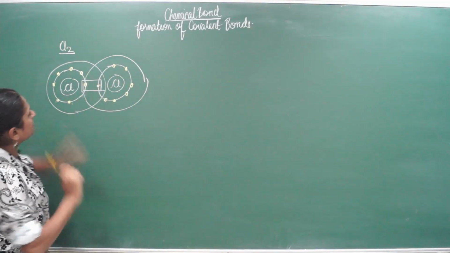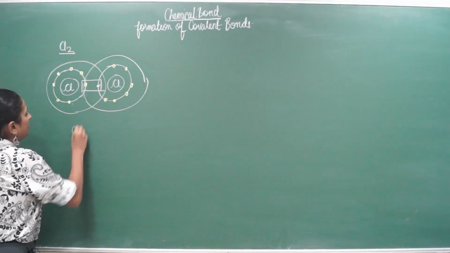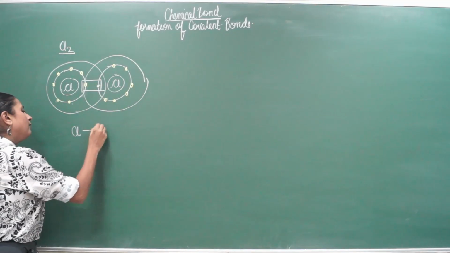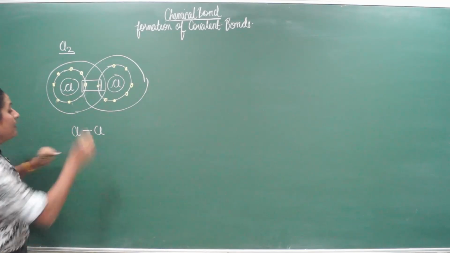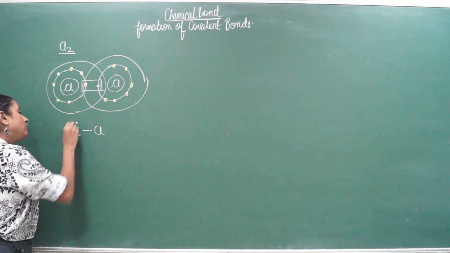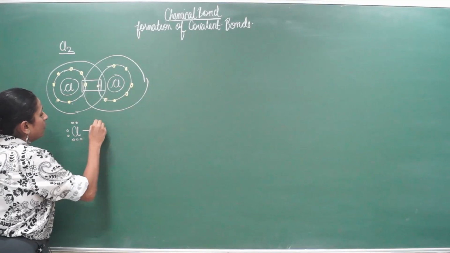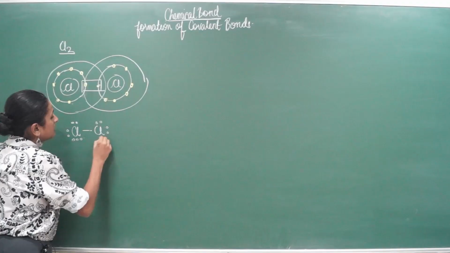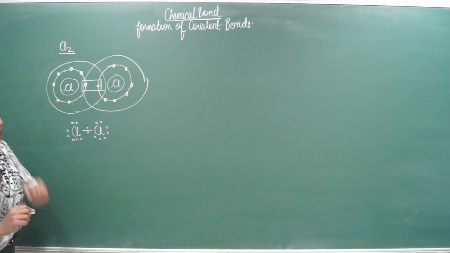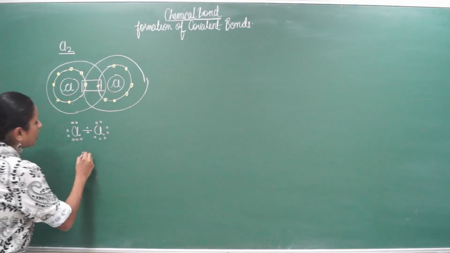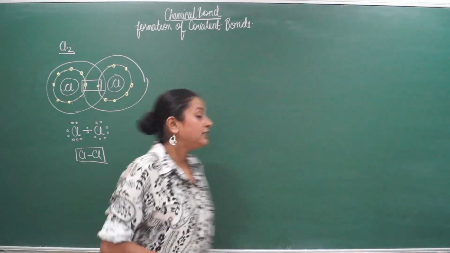But first, before oxygen, let us draw the dot structure of chlorine. Chlorine will be in a single bond with another chlorine atom, and it will have 1, 2, 3, 4, 5, 6, 7 electrons of its own. This one will also have 7 electrons of its own, and 2 of them will be shared. So what will be the dot structure? Simply Cl-Cl. Coming to oxygen.